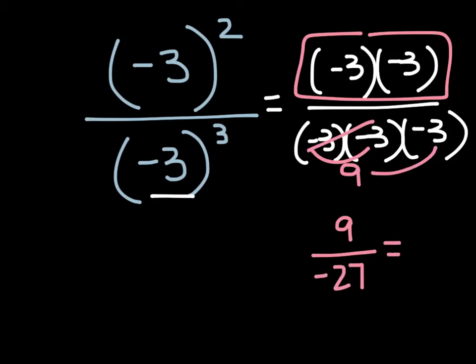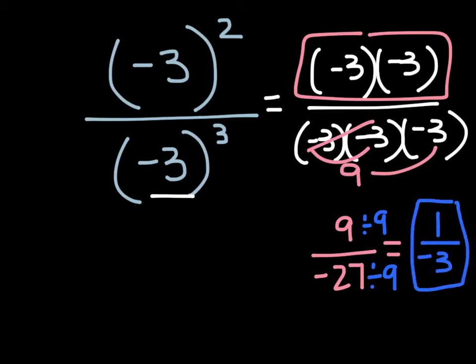Okay, now I just should simplify this. So I know 9 goes into the top and into the bottom. So 9 divided by 9 is 1. And negative 27 divided by 9 is negative 3. So my answer is negative 1/3.